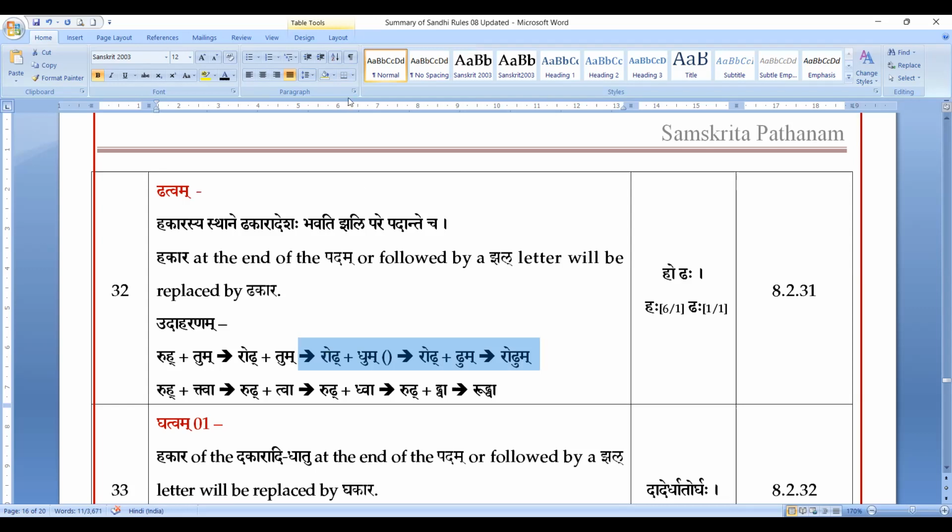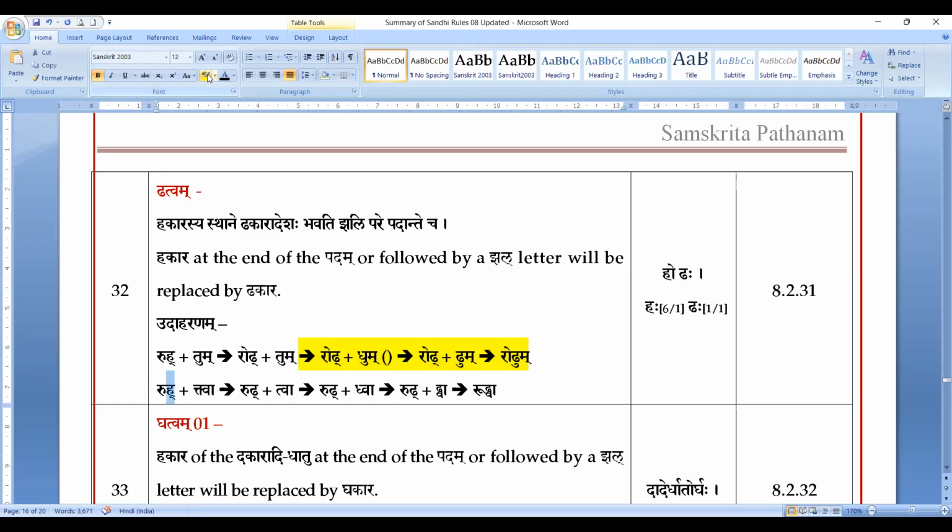So now, I will highlight it in yellow color. We will do that later. Up to here only is our Sandhi. Akara replaced by Dakara. Road plus tum. Understand? That we will stop. That much is enough. I don't want to load you with a lot of other information now. When the rule comes, then we will come back and understand this. Right? Okay.